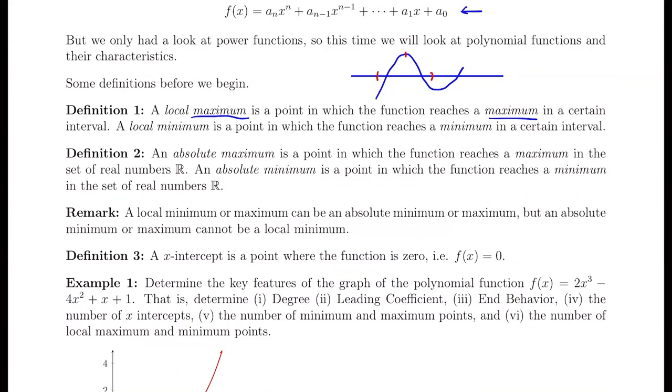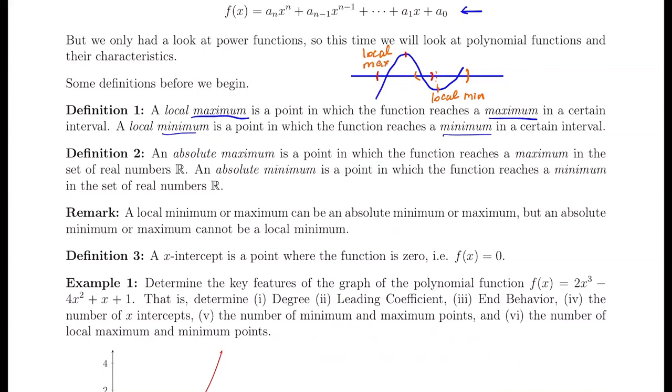And similarly, a local minimum is a point in which the function reaches a minimum in a certain interval. So similarly, in the graph that we have drawn over here, in this specific interval highlighted in orange, we see that this orange spot over here is the local minimum, because it's in a certain interval. So this one would also be the local maximum.